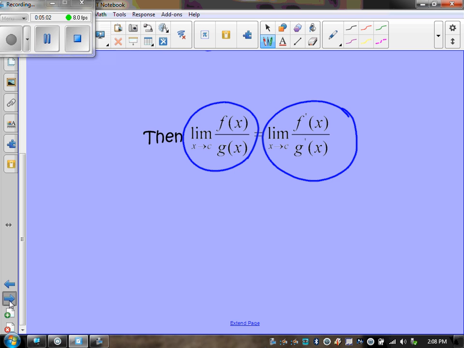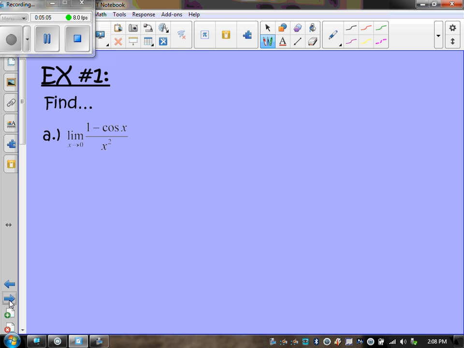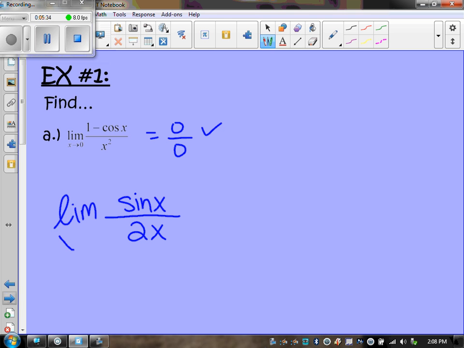Okay, so let's go back to that problem, right? This was the same problem that we attempted before, 1 minus cosine x over x squared. We tried our direct substitution, we ended up getting 0 over 0. Okay, so this is one of my indeterminate forms. L'Hopital's rule says that I should be able to take the derivative of the top. So what is the derivative of 1? 0. What's the derivative of negative cosine? Positive sine, correct? And what is the derivative of the bottom, x squared? 2x. And then I should be able to redo my limit as x approaches 0.